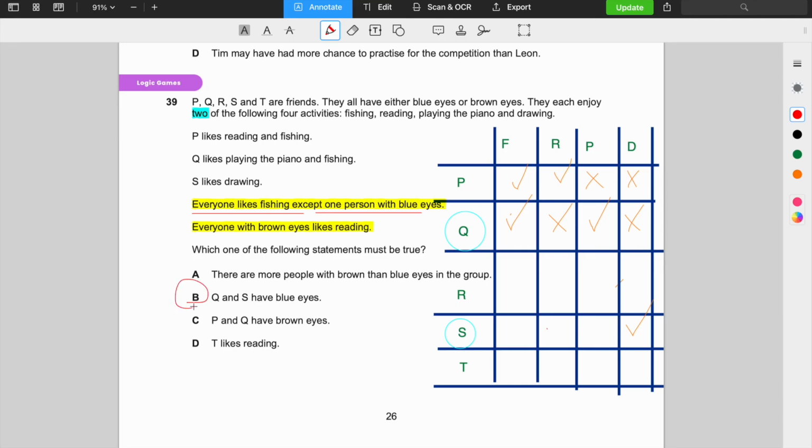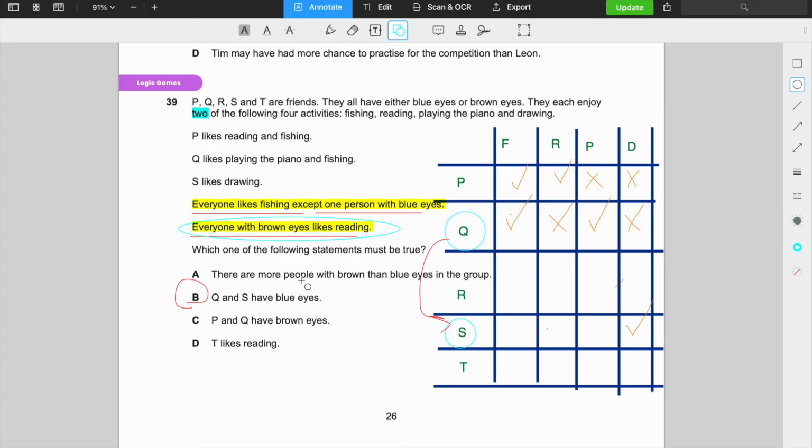So the trick with logic game questions is to make sure you understand the rules and also understand that you don't necessarily have to complete a diagram. Here we have an incomplete diagram, but through a process of elimination and through thinking of negatives, of circumstances that cannot exist, we can come to the conclusion that S has blue eyes and Q has blue eyes. Now, these were all arrived at by finding the contrapositive, which is that if you don't like reading, you don't have brown eyes, so therefore you have blue eyes.